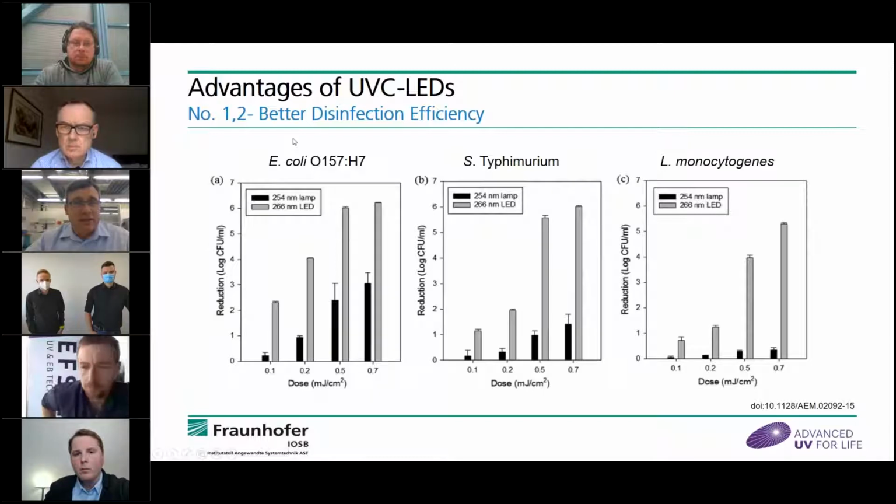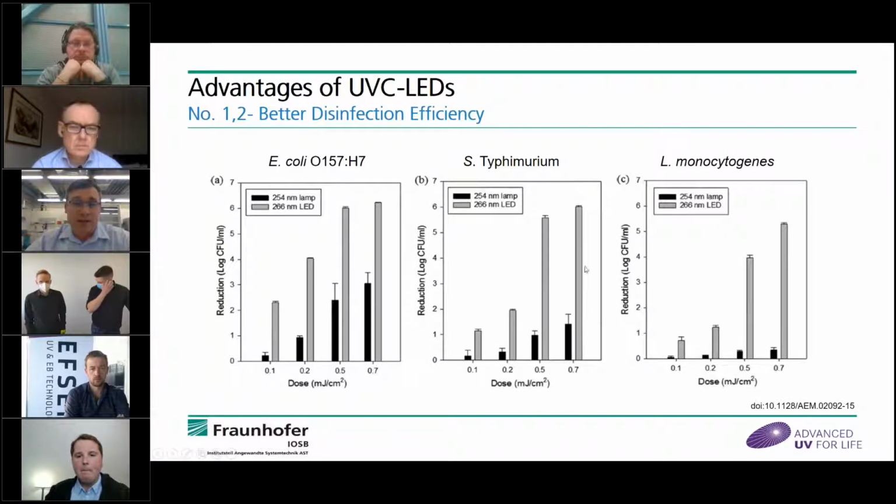Here we have a comparison of a 254 nanometer lamp and a 266 nanometer LED for 3 other species. For E. coli, you will see the LED is much better, and for Salmonella, it is even better, and the best performance you will get on Listeria.